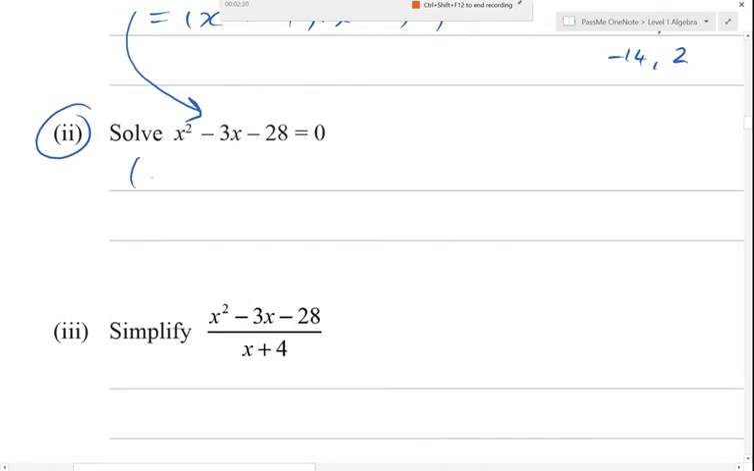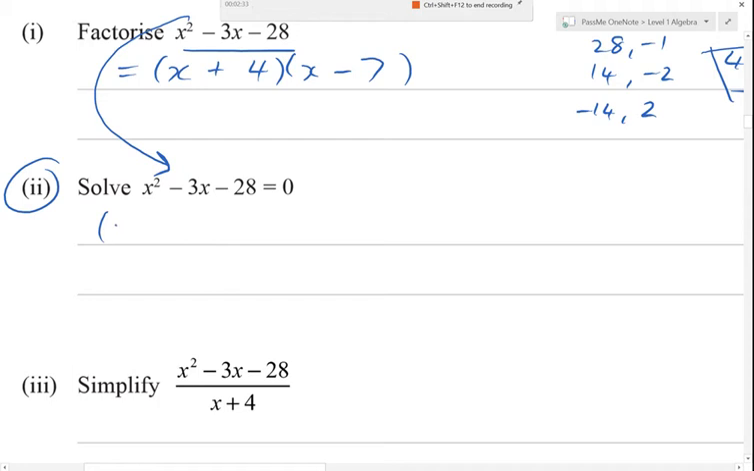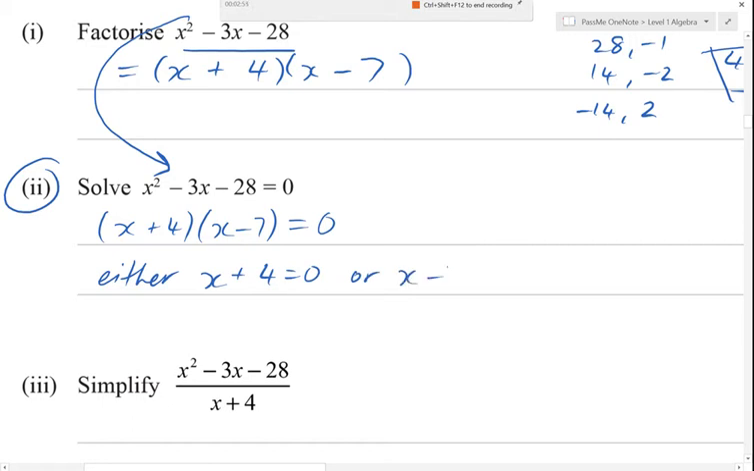So we'll go straight to the factorized form from our last question, which was x plus 4 and x minus 7, and we'll just make it equal to 0. And so from quadratics we know that these two brackets have to be equal to 0, so we say either x plus 4 equals 0 or x minus 7 equals 0. And so for this one here, for x to add to 4 to get 0, x would have to be negative 4. And for this one here, for x to subtract 7 to be 0, x would have to be 7. And those are our 2 possible answers.